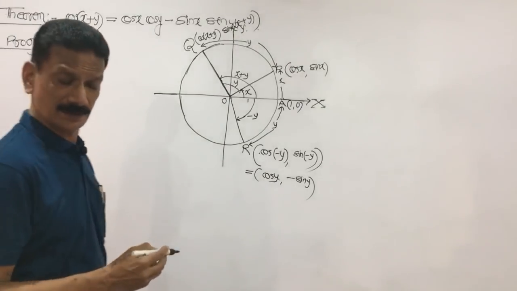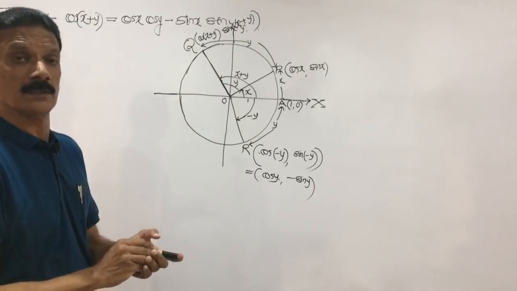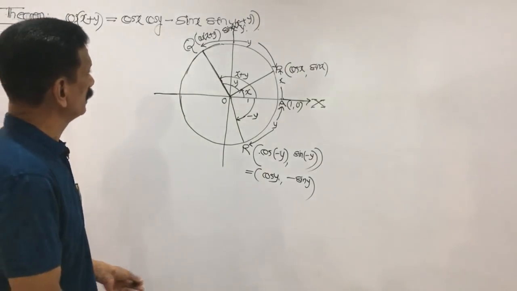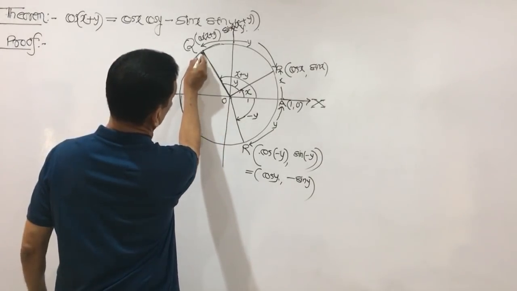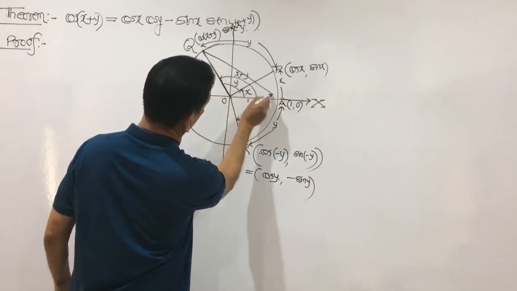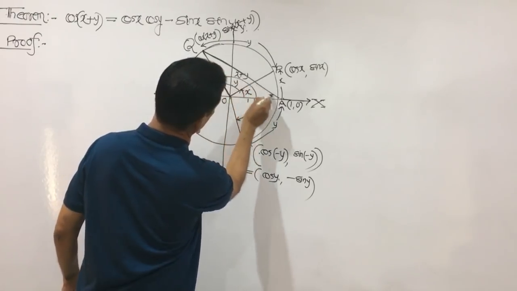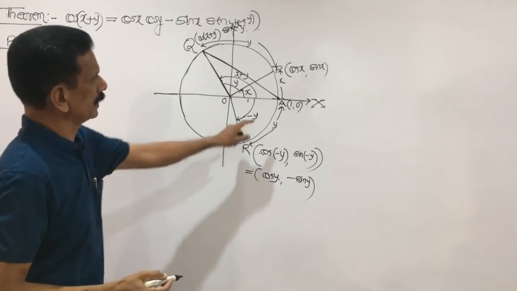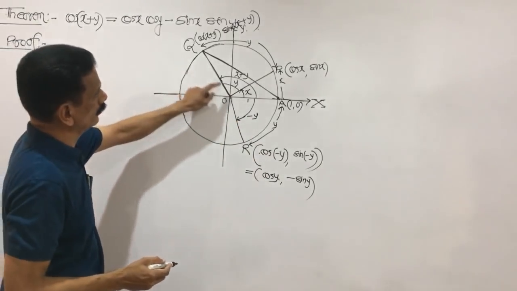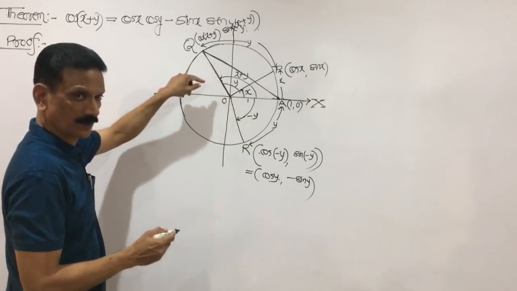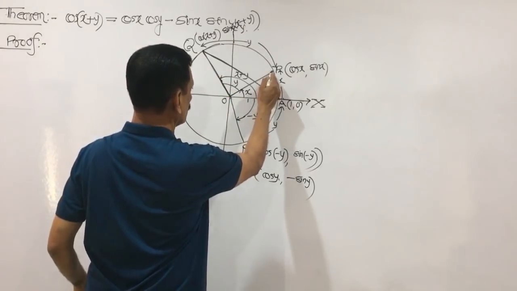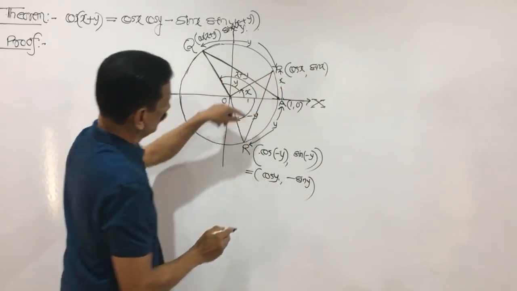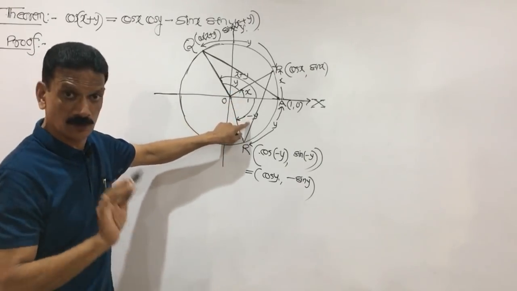I hope you understand. Now here, my dear friends, I take two chords and join them. The chord AQ I have taken, whose angle is nothing but x plus y. Another chord I take here is PR, and that angle is also x plus y. Don't take x minus y here.